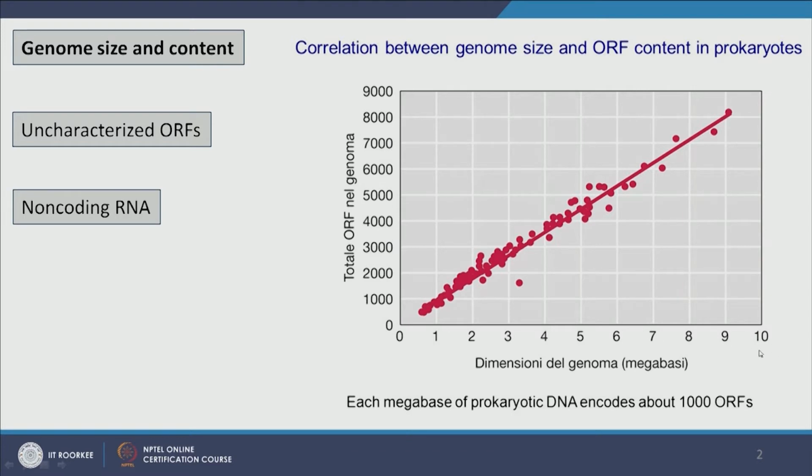However, after some time we notice that's not the case. For example, here there are very few members that have very high base pair counts and a very high number of ORFs. Now in this, the other problem is uncharacterized ORFs.